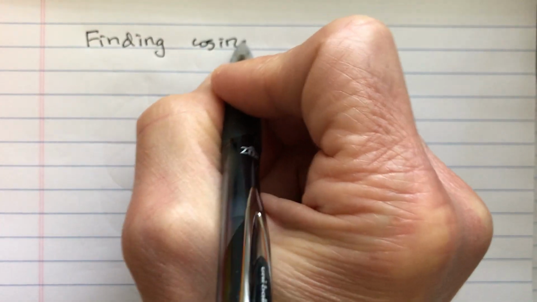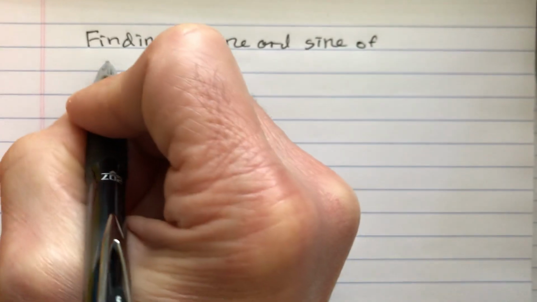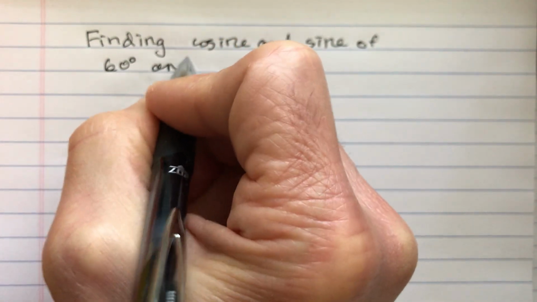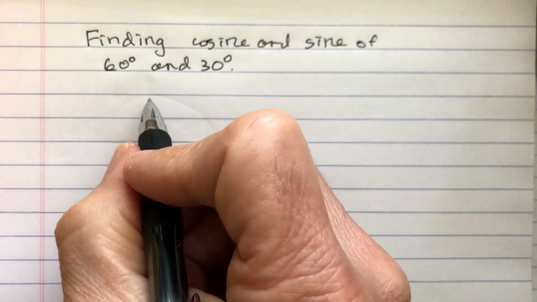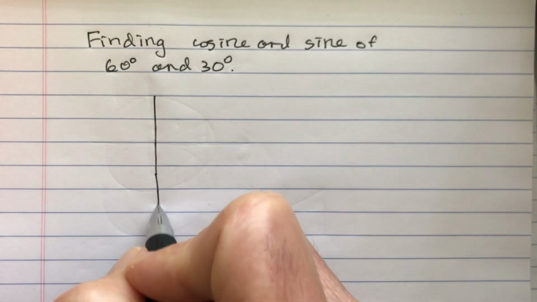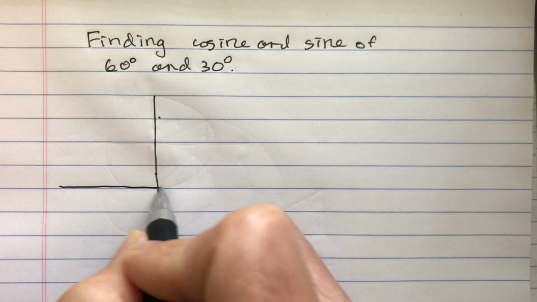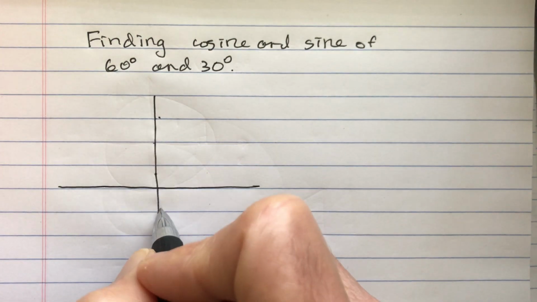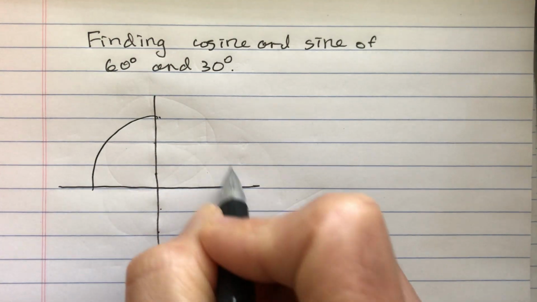What we're going to do in this video is find cosine and sine of 60 degrees and 30 degrees. I'm going to start off with working on 60 degrees for a reason I will tell you later.